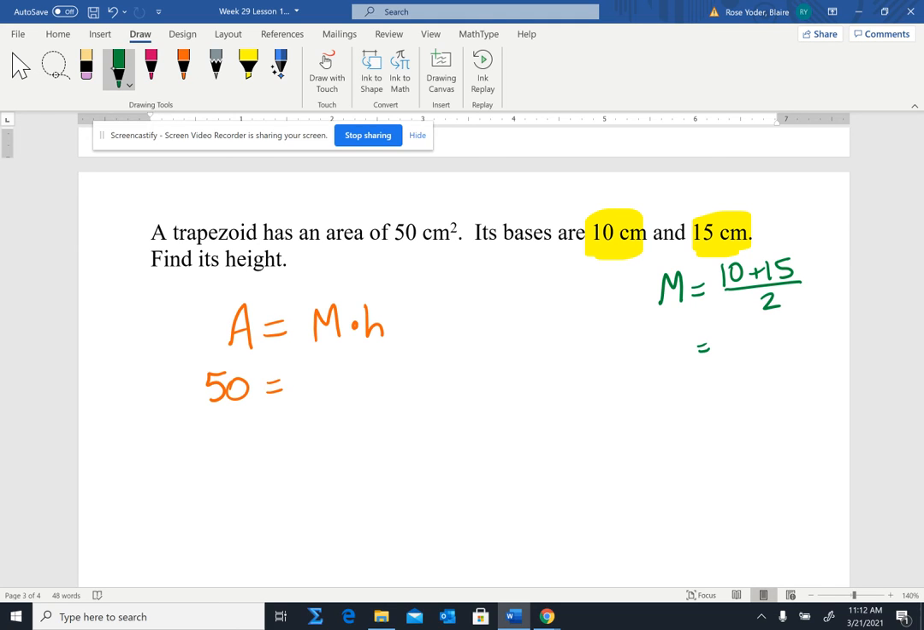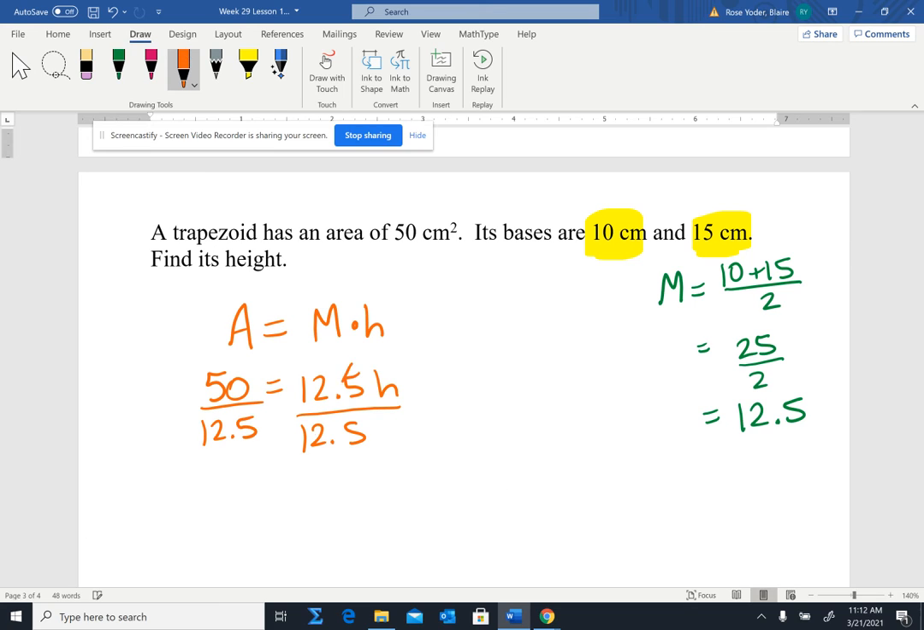Divide by 2. 25 divided by 2 is 12.5. Will you sometimes get a decimal? Yes. If one of them's even and one of them's odd, you're going to get a decimal. So all I'm going to do is plug that in for the mid-segment and then solve for h. And I have a really quick equation to solve. I can just divide both sides by 12.5. And I get my height. 50 divided by 12.5 is 4. For what? If I look at the units in the problem, I see it's 4 centimeters, which is the height of the trapezoid.